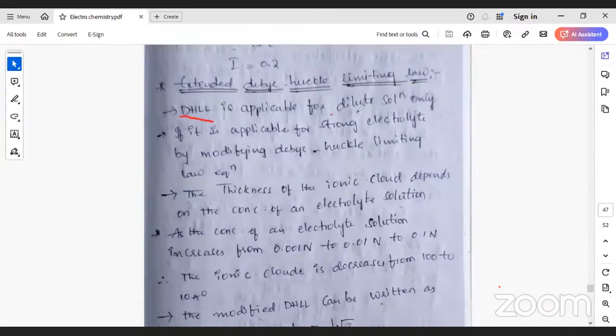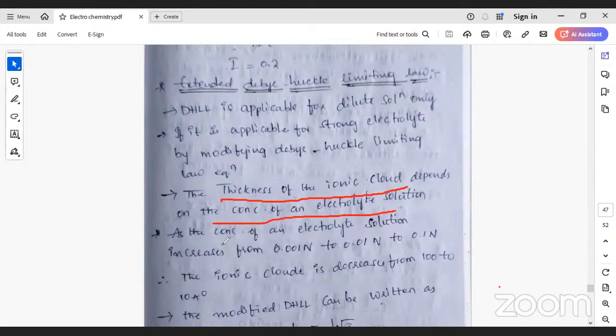The Debye-Huckel limiting law is applicable for dilute solutions only. It can be applied to strong electrolytes by modifying the limiting law equation. Whenever strong electrolyte solutions are there, we have to consider the thickness of the ionic cloud because strong electrolytes completely dissociate into the ions. The thickness of the ionic cloud depends on the concentration of the electrolyte solution.